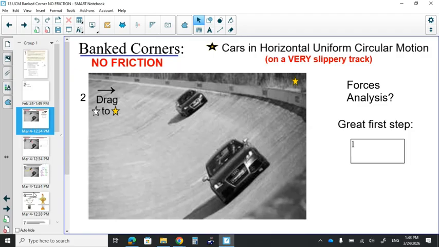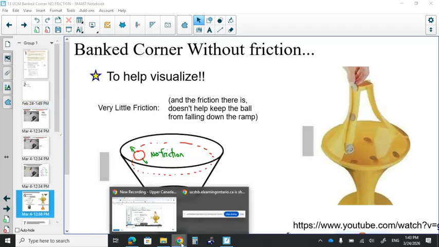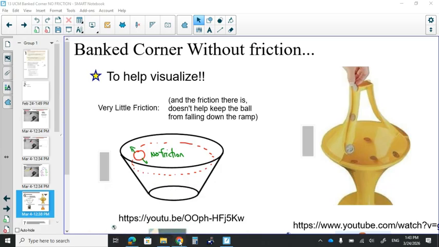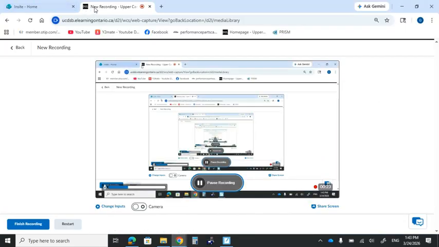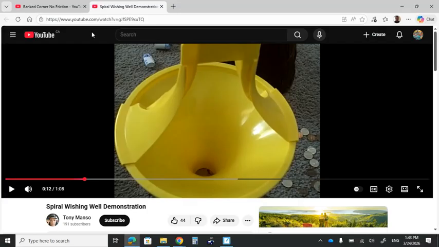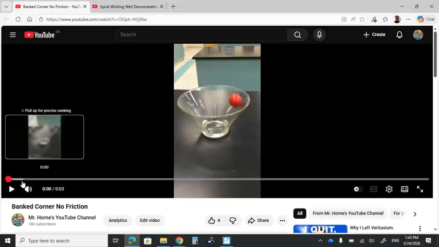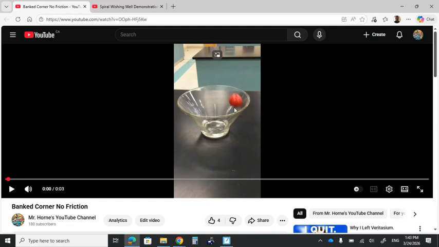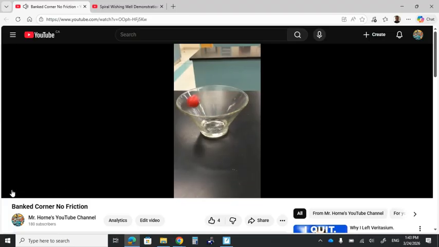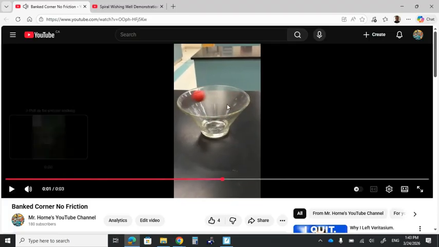To help you visualize it further, I've got a couple videos ready to go here. Let me figure out where they are. Here we go. It's in the other browser. So this ball is going to be going back and forth, round and round in uniform circular motion on this banked corner, right? It's like a ramp that goes in a cone shape. So very clearly has nice uniform circular motion.